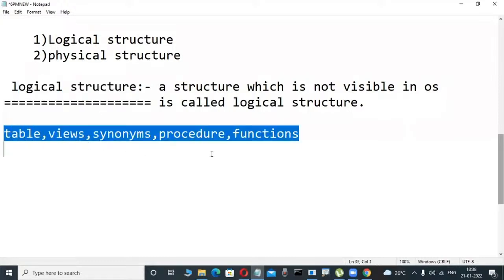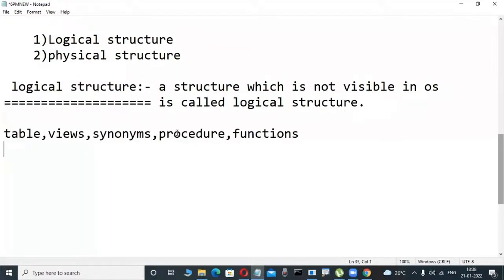That is not visible in the operating system. Whatever courses we are learning, so many objects are not visible in the operating system.